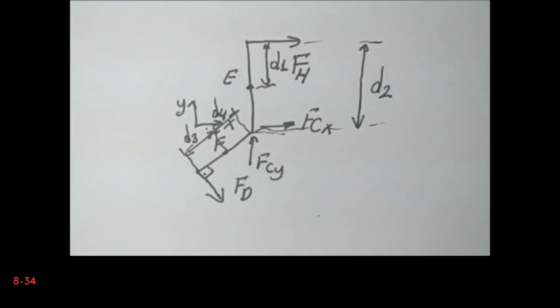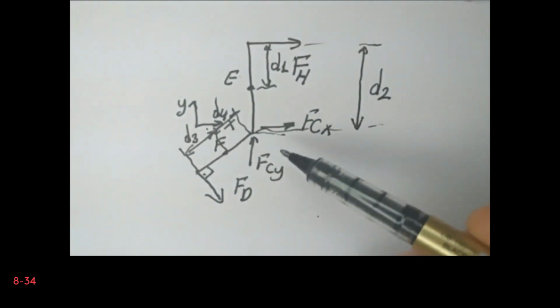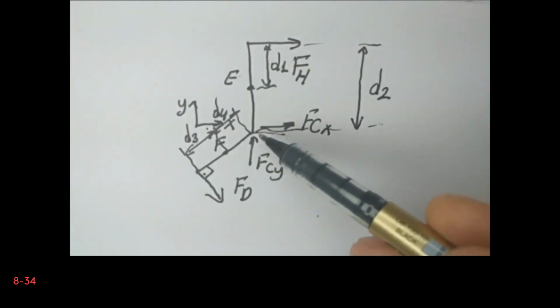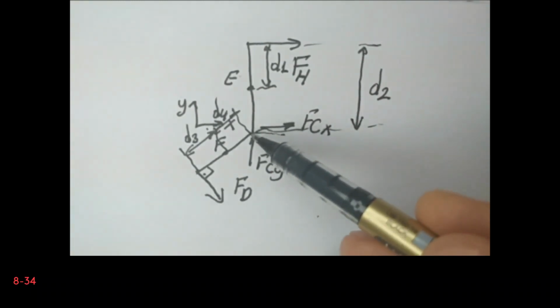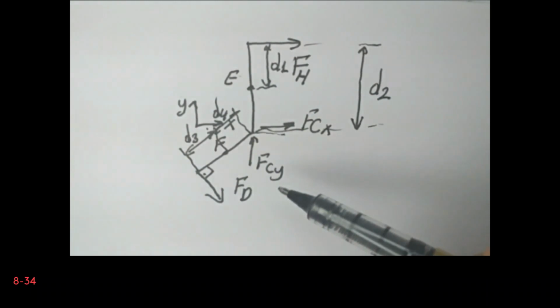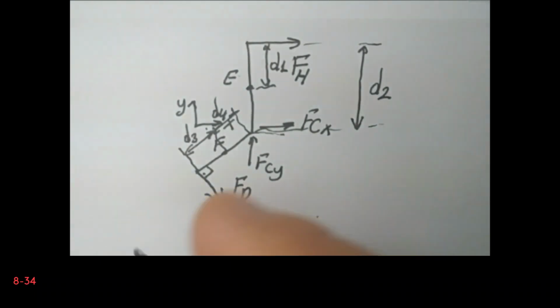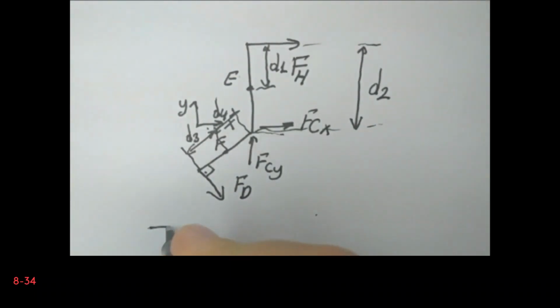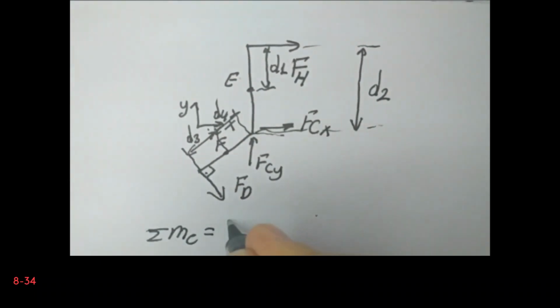Okay, so now, in fact, I don't need to calculate the forces at point C, therefore I will take the moment with respect to point C, and the sum of the moments acting on the system has to be zero for static equilibrium. Therefore I will write the sum of the moments with respect to point C.